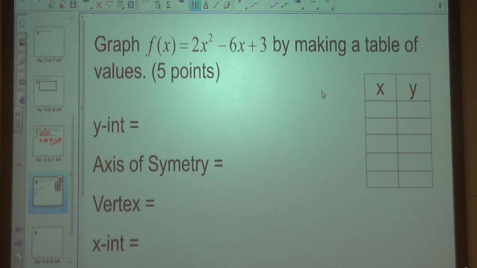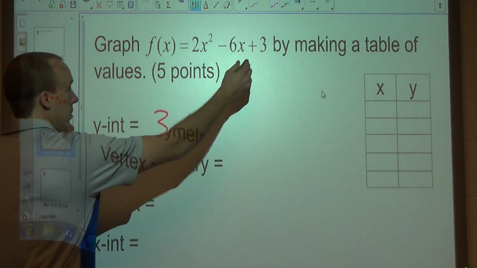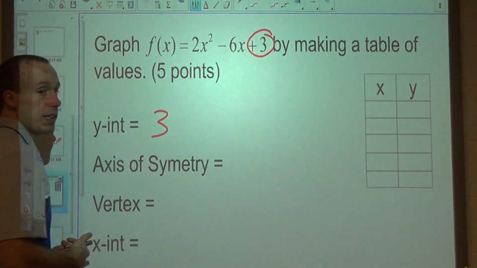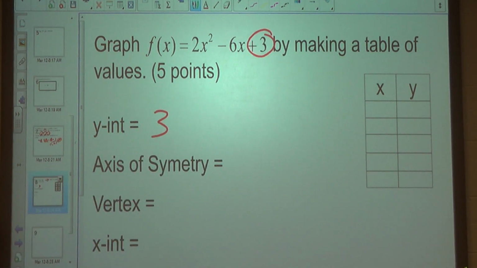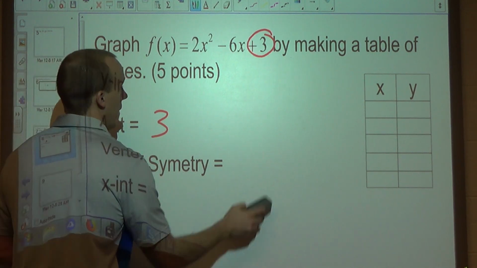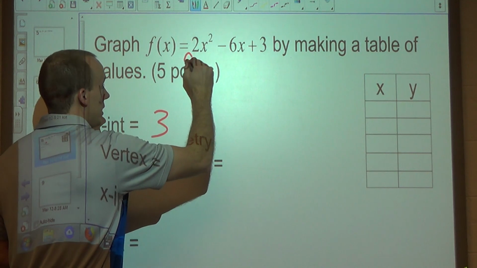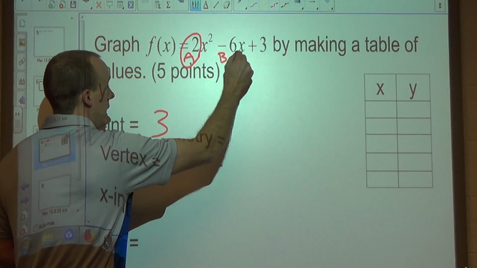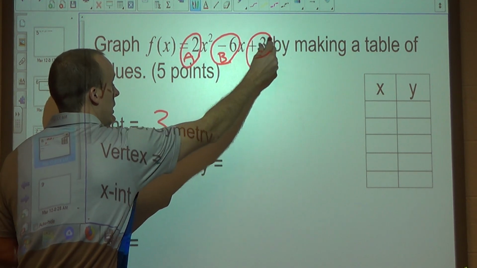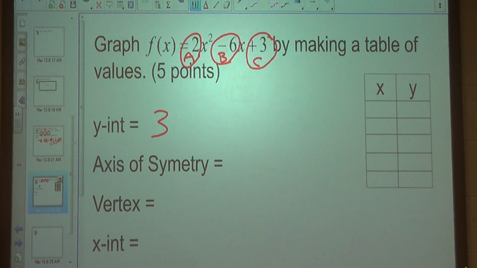So what's my y-intercept up here? 3. Remember, y-intercept is always the number by itself at the end with no x behind it. Or it's your c. This is an a, that's a b, this is an a, and that's a c. Y-intercept is always your c.